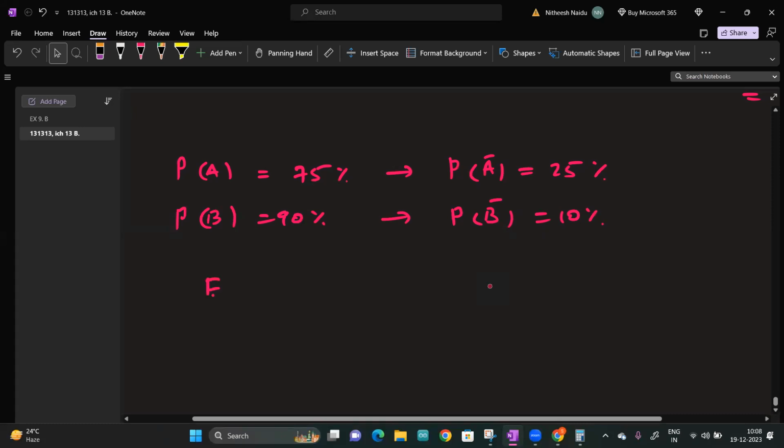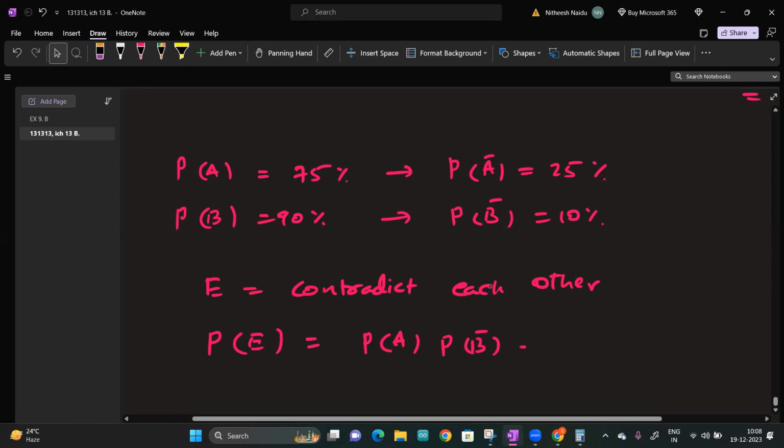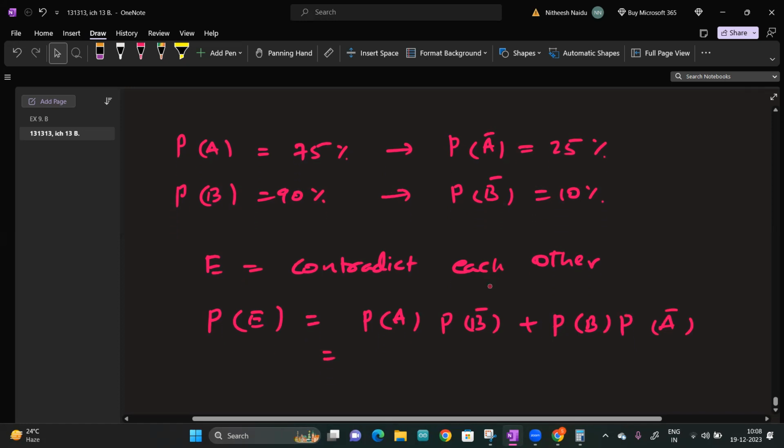They will contradict each other. E is the event that they contradict each other. P of E is equal to P of A tells true and B contradicts, plus P of B tells true and A contradicts. Contradict means he is telling lies. So P of A is 75% chance, P of B bar is 10%, P of B is 90%, P of A bar is 25%.